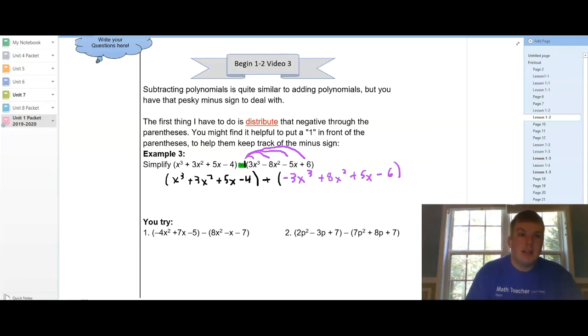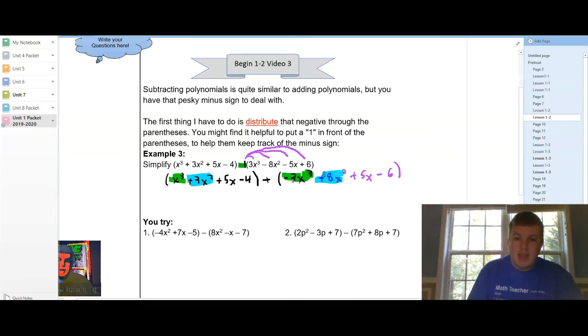Now it turns into a basic adding polynomials problem. Again, I'm going to look for like terms, so I'm going to highlight them. I have an x cubed here and a negative 3x cubed there. I also have a positive 3x squared. Remember, you always want to include that sign in front so that you don't make any sign errors when combining them. And I have the 8x squared here. I also have a 5x and a positive 5x over here as well. And last but not least, I have the negative 4 and the negative 6.